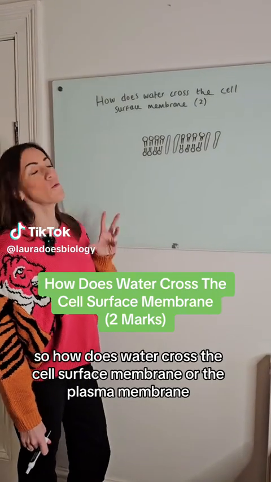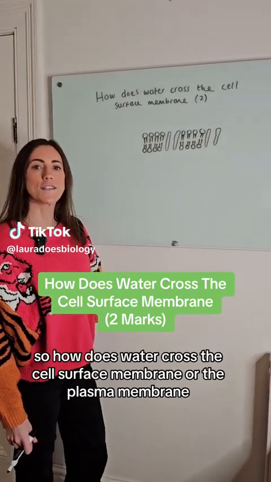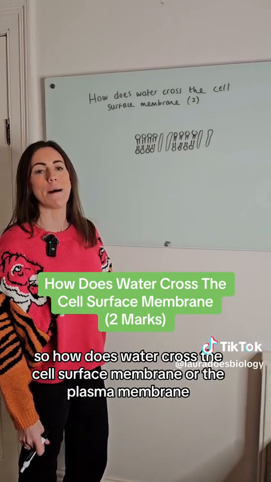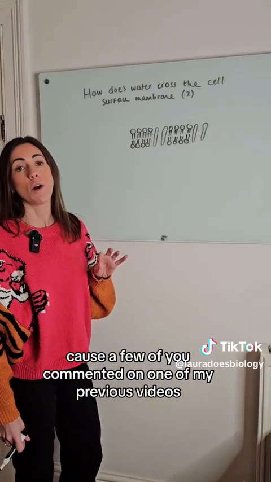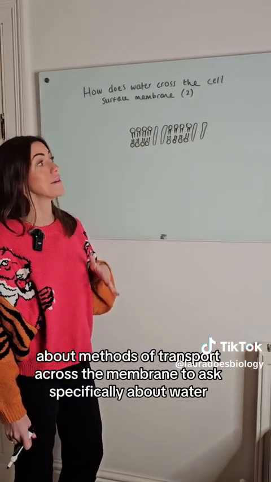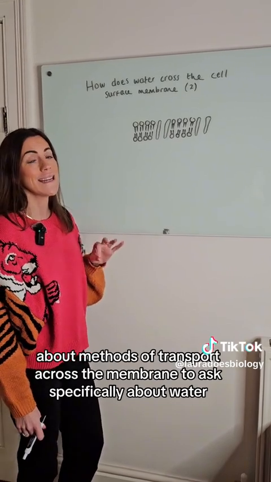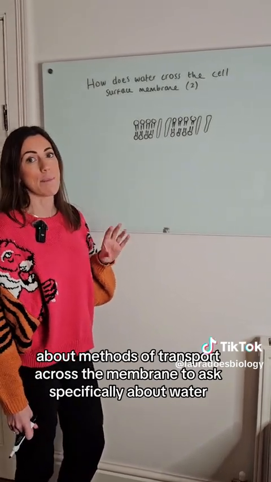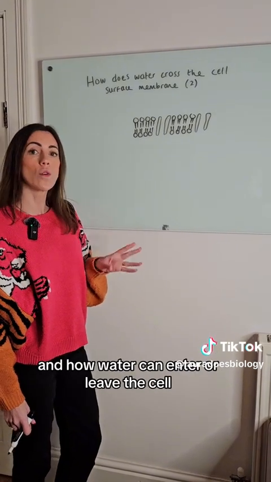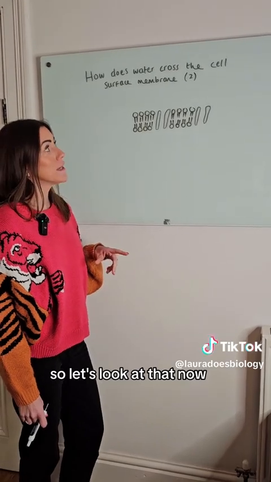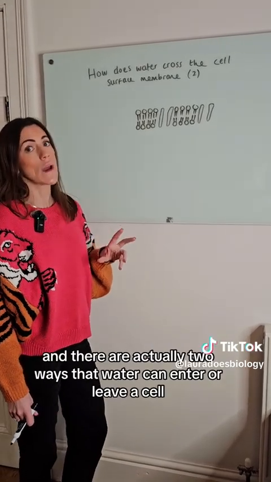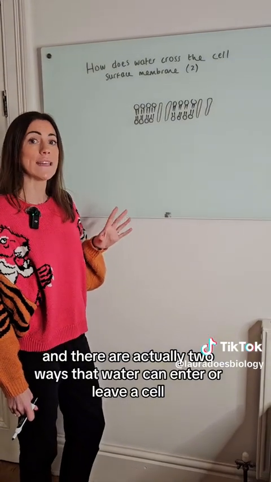So, how does water cross the cell surface membrane or the plasma membrane? Now, we're doing this question today because a few of you commented on one of my previous videos about methods of transport across the membrane to ask specifically about water and how water can enter or leave the cell. So let's look at that now. There are actually two ways that water can enter or leave a cell.